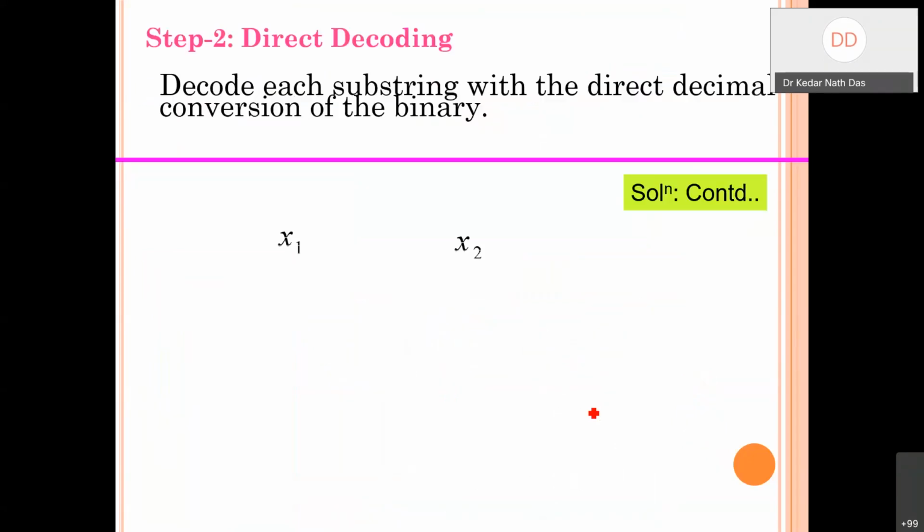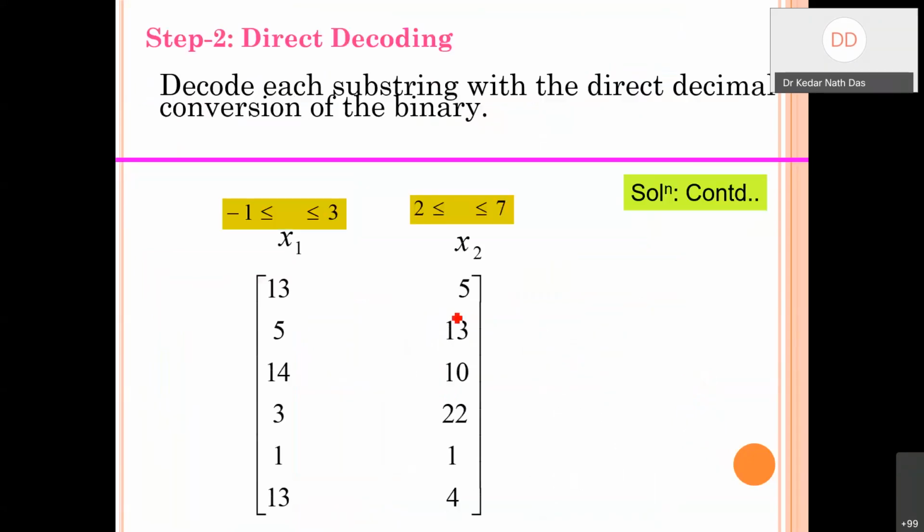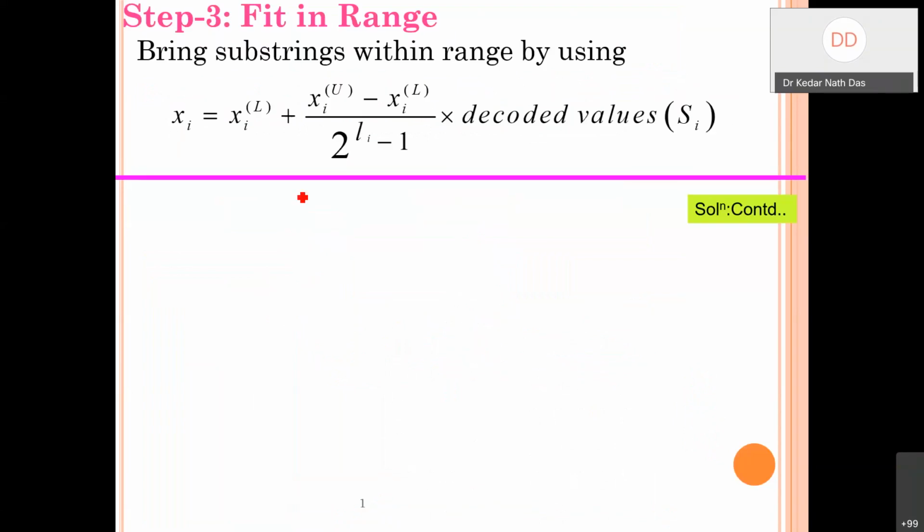So I will have the equivalent number as 13. Similarly for x2 it is 5, and so on. So these are the equivalent decimal numbers, but the most important thing is this is not lying in between the prescribed range. So just to bring them into the prescribed range, there is a formula, this one.